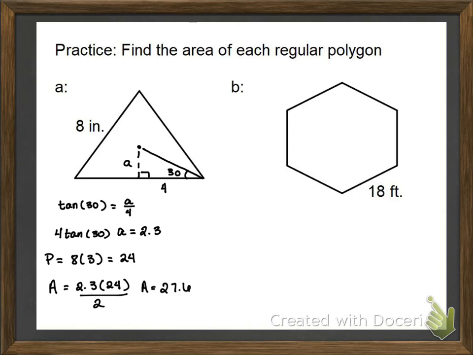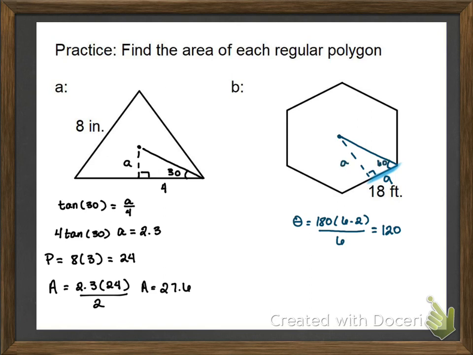Now for this one, we have to kind of refresh ourselves, finding the angle measure of every single angle in a regular polygon. That is 180 times n minus 2, all divided by n, where n is the number of sides. So to find our angle measure, we would have 6 minus 2 times 180, which is 4 times 180 divided by 6, we get 120. Now remember that angle is getting bisected, so we're only using half, so our angle is 60.